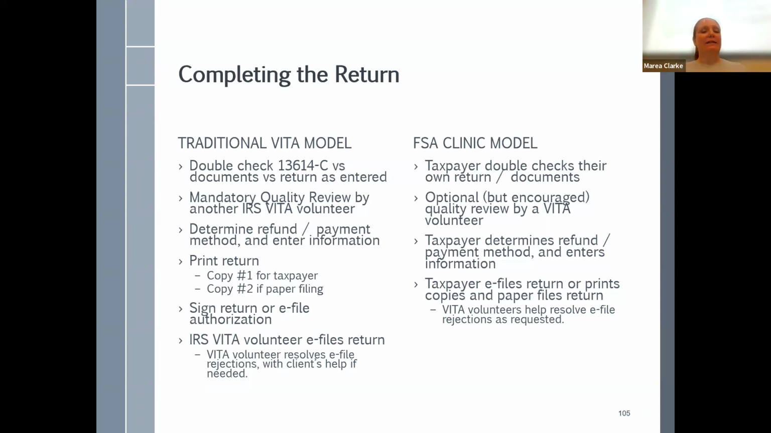As an FSA clinic, we get to skip a bunch of those things. The taxpayer doesn't have to fill out the intake form. They are the ones entering their documents. We're going to encourage them to do that quality review though. We're going to look at their income documents and their finished return. We're going to say, yep, this all looks good. You've got all of your wages entered, your other income entered, and here's your education credits information. That's all great. The taxpayer will do the refund or payment method information and file it all on their own. So they are much more independent. They are the DIY, we are the help.